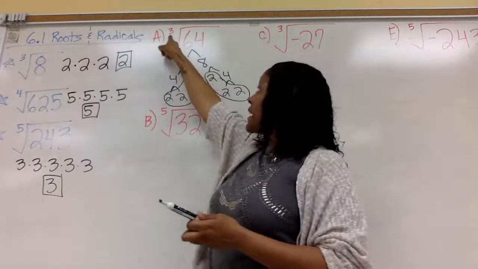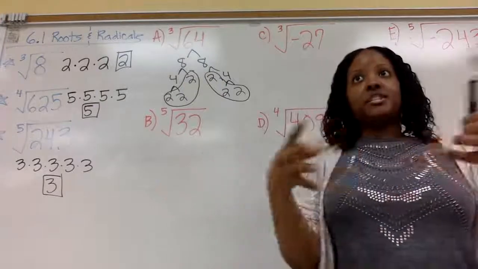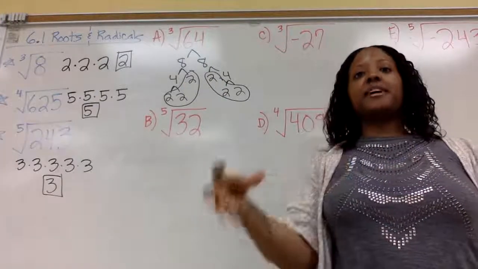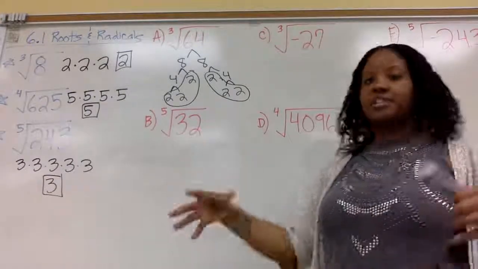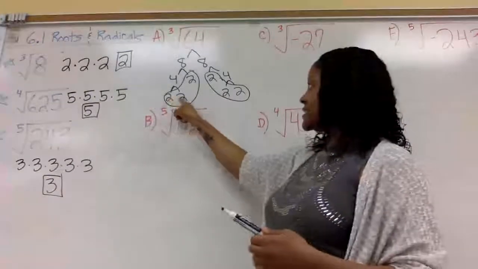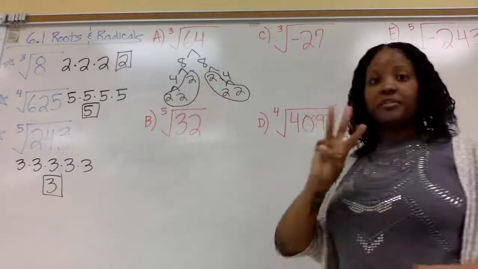So the little number on the outside tells you what should be in your group. If it's 2, you should have groups of 2. If it's 3, you should have groups of 3. If it's 5, you should have groups of 5. In this case, I needed to put them together in a group of 3.